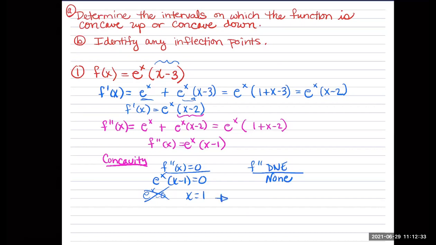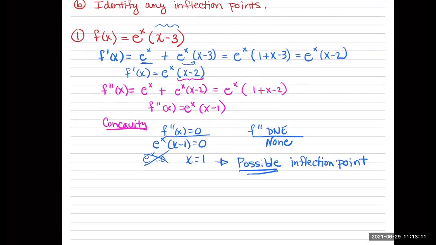This x equals 1, where your second derivative is 0 or undefined, is a possible inflection point. But at this point, I do not know if it's actually an inflection point or not, because it is possible for the second derivative to be 0 and not have an inflection point there. I'll show you an example of that in just a minute. You don't know if it's an inflection point unless you know the concavity changes. That's the definition of an inflection point. It's a point where the concavity changes.